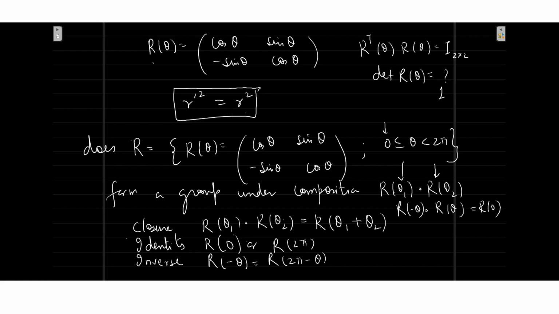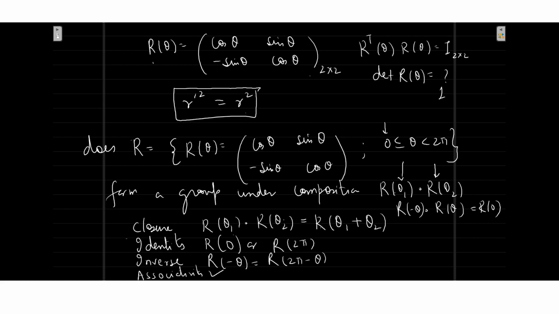And associativity of course will hold true. You can actually check it, R theta 1, R theta 2, R theta 3, and the ordering is not going to matter. So associativity also holds true. So in fact, this rotation R theta, which is represented by this 2 cross 2 matrix, turns out to be orthogonal because it leaves our length invariant. This forms a group under the group composition rule R theta 1 dot R theta 2.